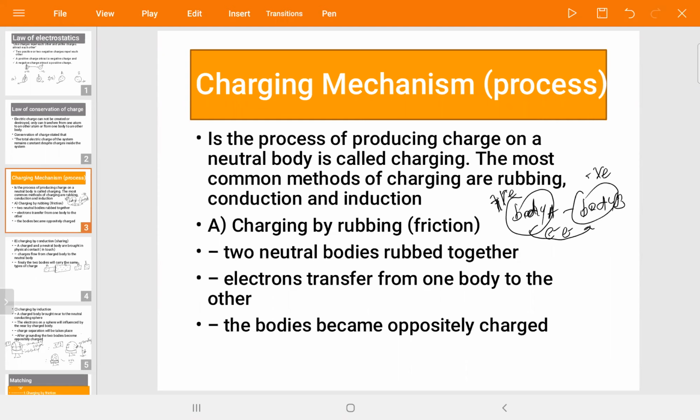The first mechanism is charging by rubbing, which is charging by friction. Due to friction, electrons will jump from one body to another body. Due to the transfer of electrons, the one that gains electrons becomes negative, and the other one that lost the electron becomes a positive charge. So it's possible to produce two opposite charges at the same time by exchanging electrons between the two bodies.